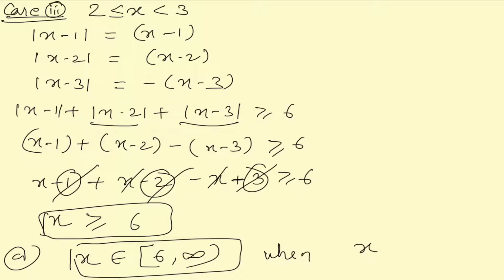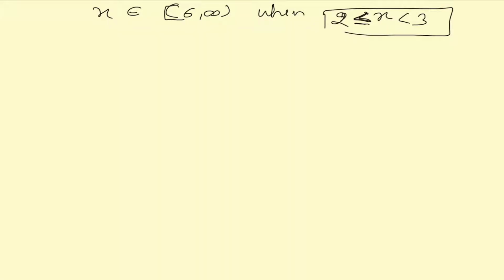When x is greater than or equal to 2 and less than 3, so x belongs to 6 to infinity, closed interval, that is what we are getting. But when x is greater than or equal to 2 and less than 3, that means we need to take the intersection here.